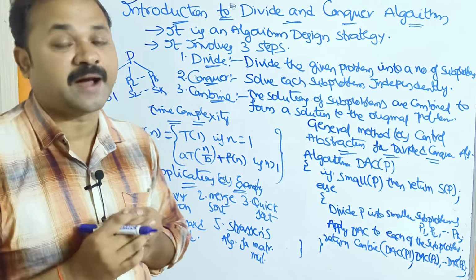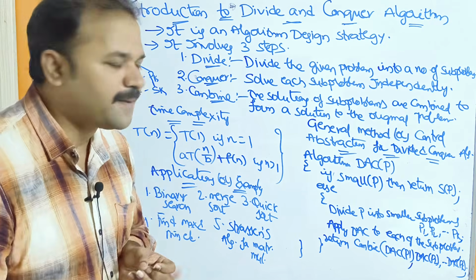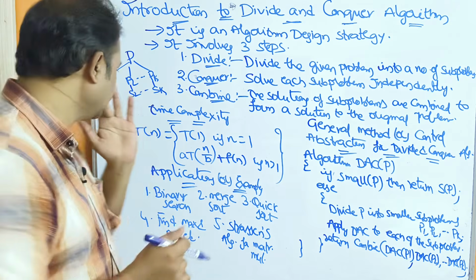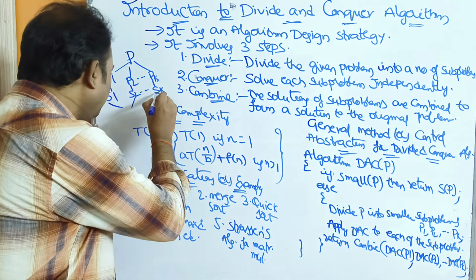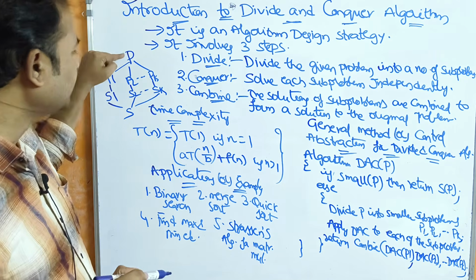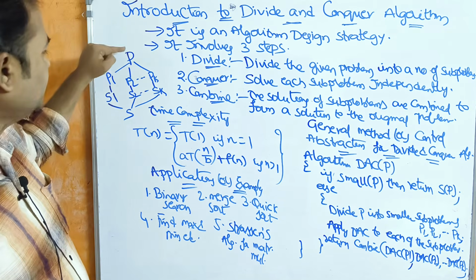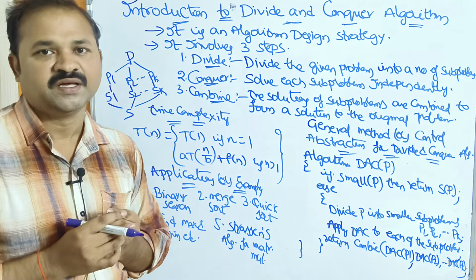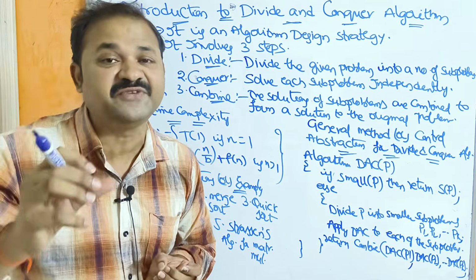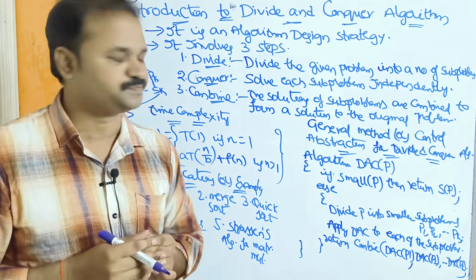And the last one is combine. The solutions of the sub-problems are combined to form a solution to the original problem. So here all the sub-problems' solutions are combined in order to form the solution to the original problem, that is P. So here the final solution is S, whereas the given problem is P. Divide and conquer means we always use a recursive approach. We know what recursion is: a function which calls itself.